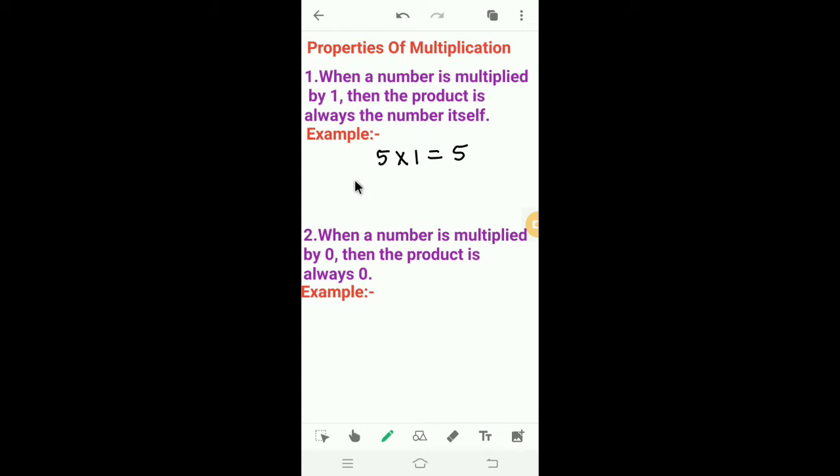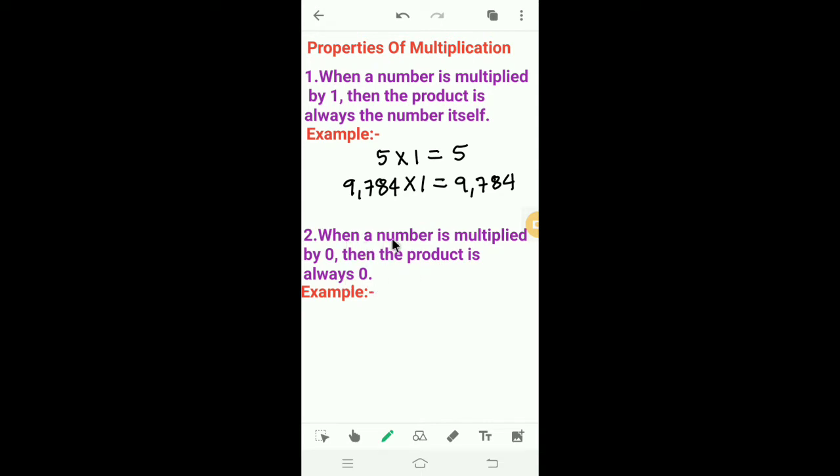For example, 9784 multiplied by 1 is equal to 9784, the number itself. Any number multiplied by 1, then the product is the number itself. Let's see the second property. When a number is multiplied by 0, then the product is always 0.